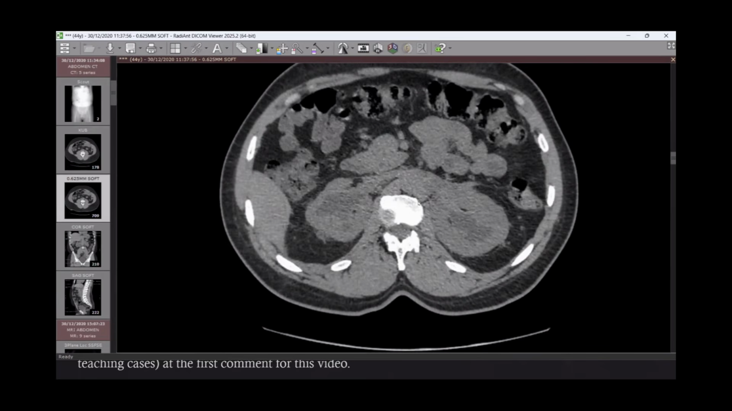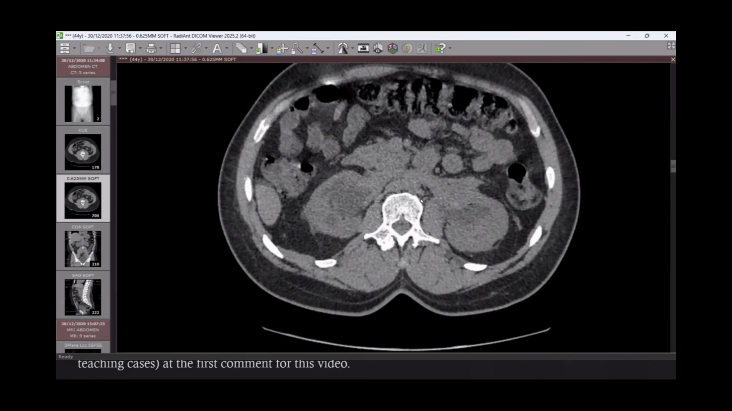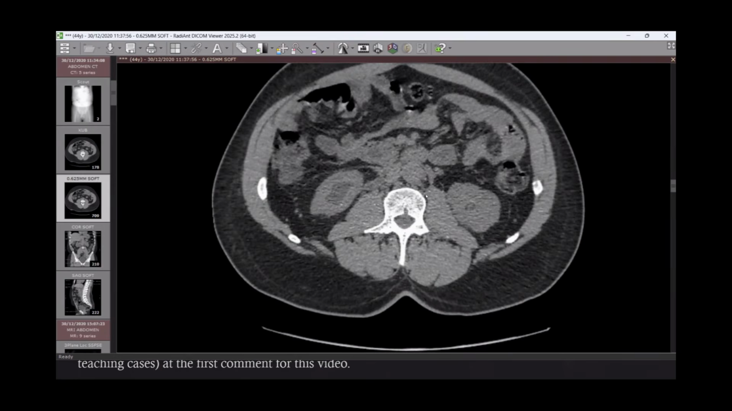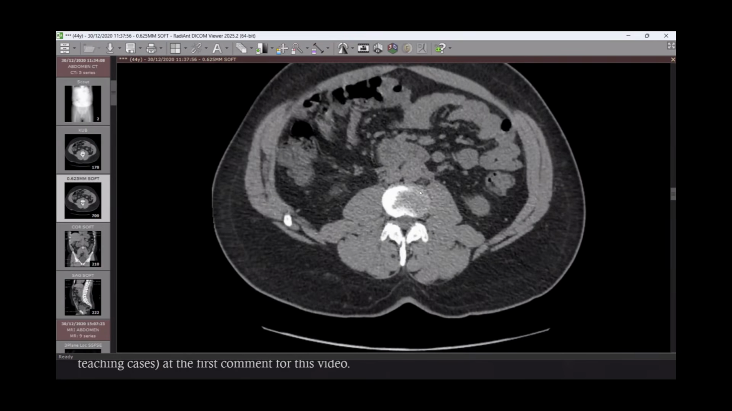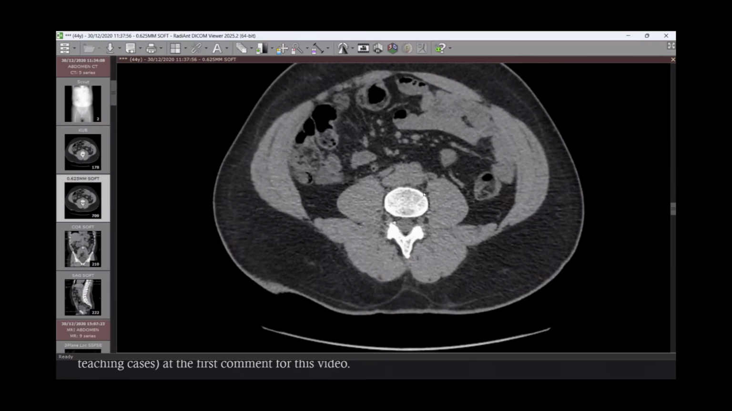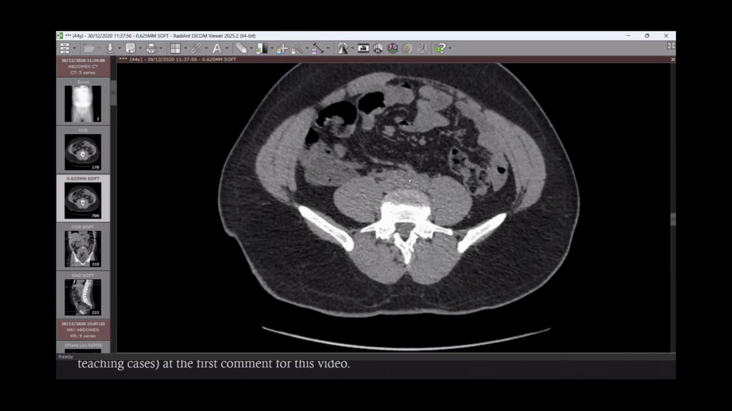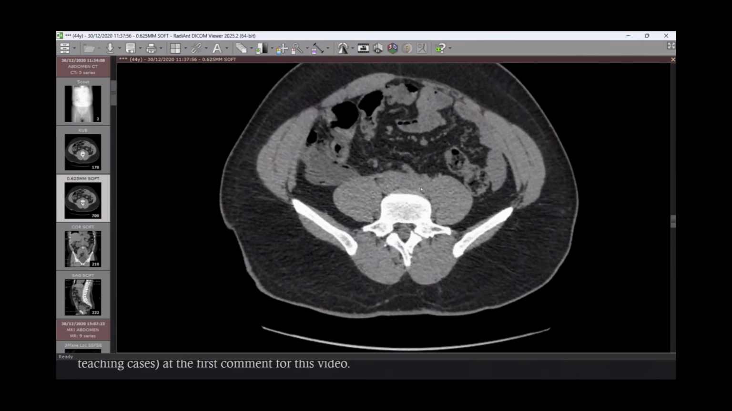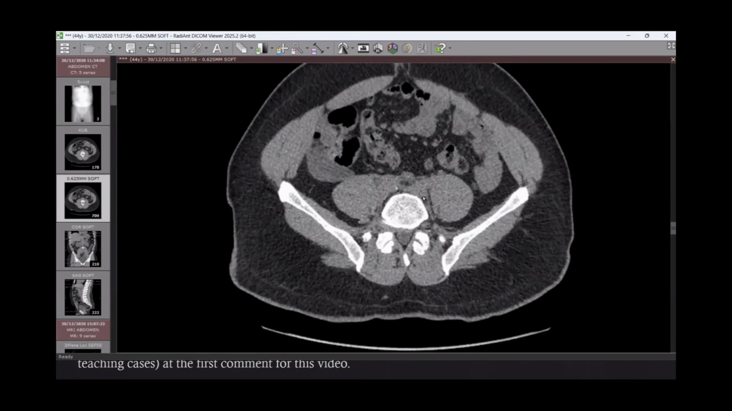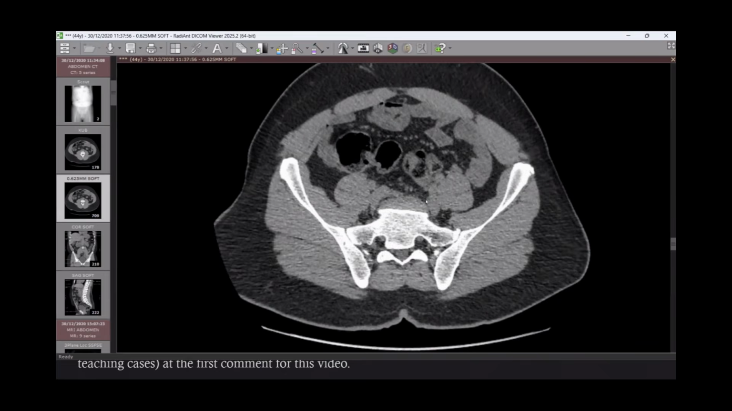As I go down, I can see that there is a retroperitoneal soft tissue, or it could be lymph nodes. There is no high density or calcification seen within it. There is some soft tissue density noted in the aortocaval region at the level of L4, L5 vertebral bodies. These are suspicious for retroperitoneal fibrosis. I would like to correlate with the history of the patient.